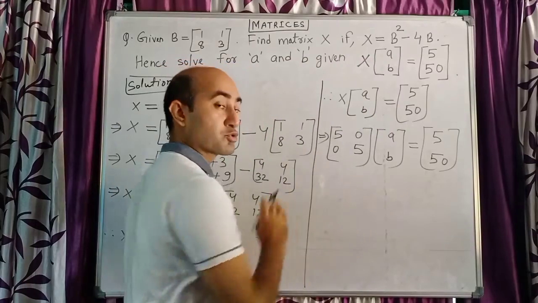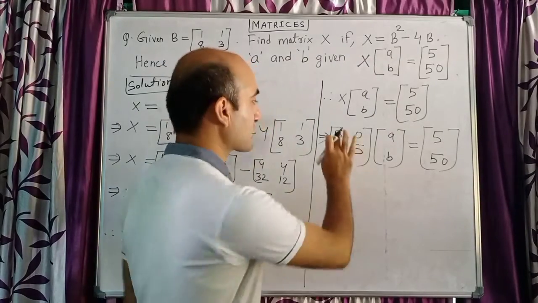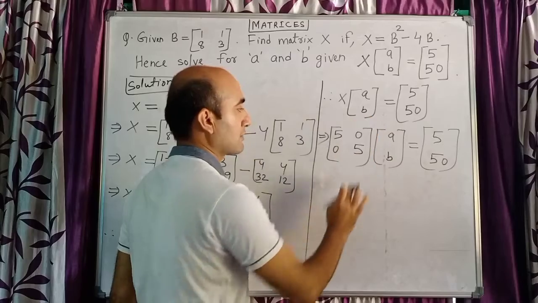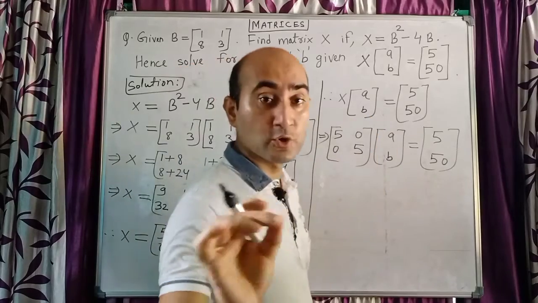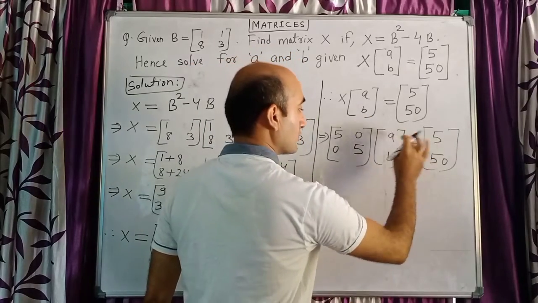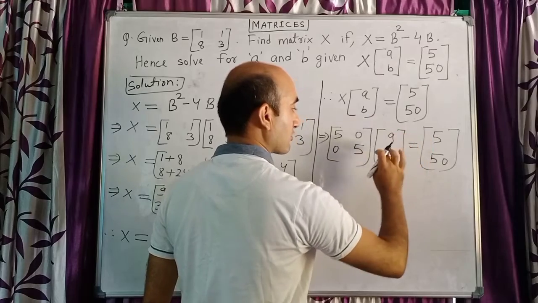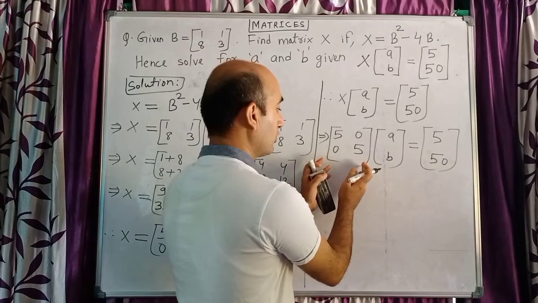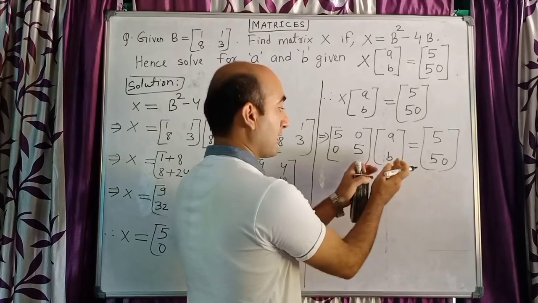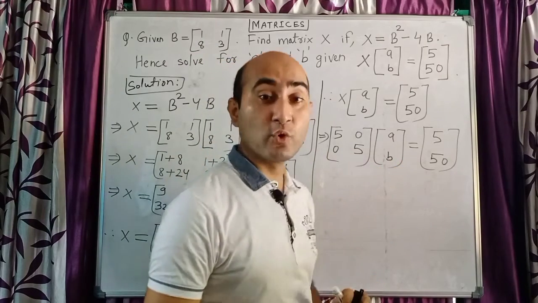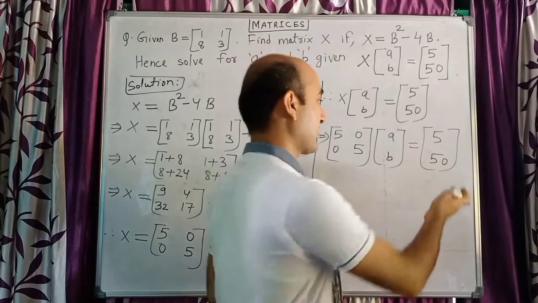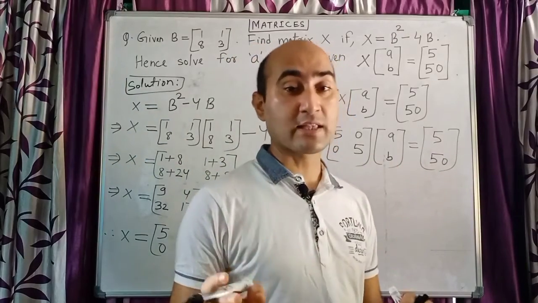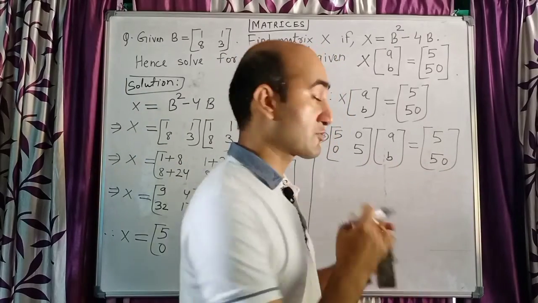So children, here is something very interesting. This is a 2 into 2 size matrix, 2 rows, 2 columns. But this is a 2 into 1 size matrix, 2 rows, first row, second row, but only 1 column. So a 2 into 2 size matrix is multiplying with a 2 into 1 size matrix, and the result also is a 2 into 1 size matrix. So this is very important.